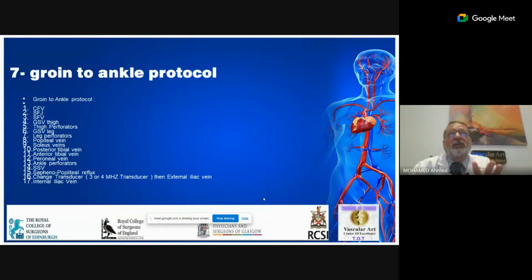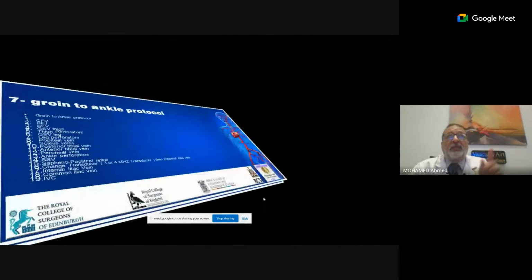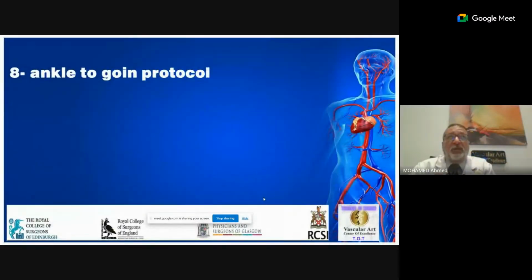It is being uploaded in the cloud. So these are the 19 places that you need to check with duplex scan. You can imagine if you take 1 minute for every vein, you need 19 minutes to finish all of them. Some people will do the ankle to groin protocol, and it is recognized.